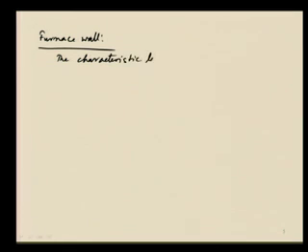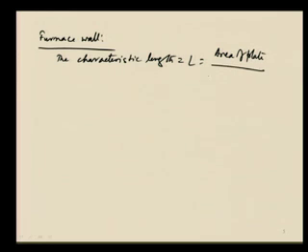Other than that, when we consider a furnace wall, the characteristic length L is equal to the area of the plate divided by the perimeter of the plate. It is just to remind that in the Grashof number we are also using a characteristic length, and this characteristic length capital L is defined as the area of the plate by the perimeter of the plate.